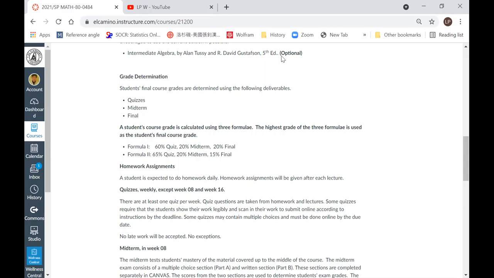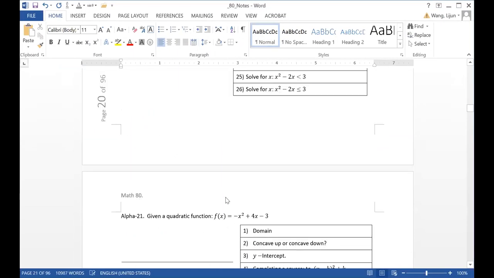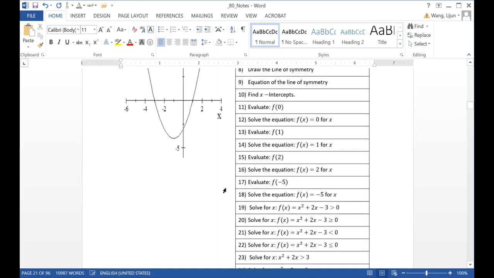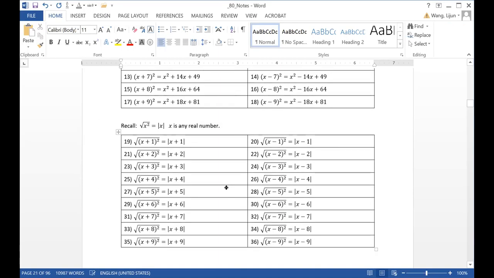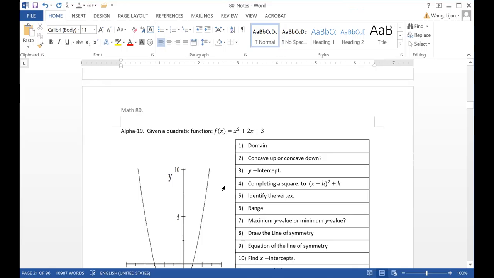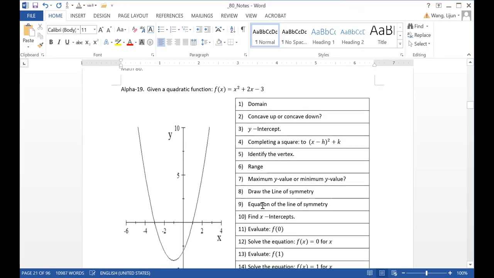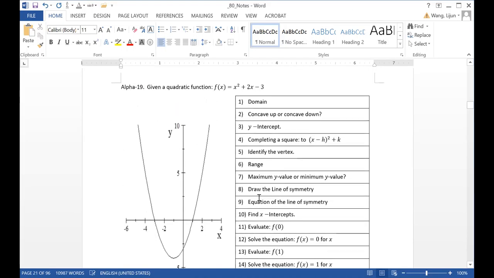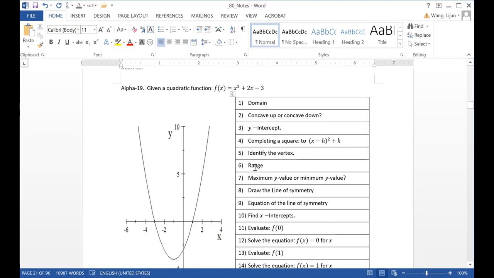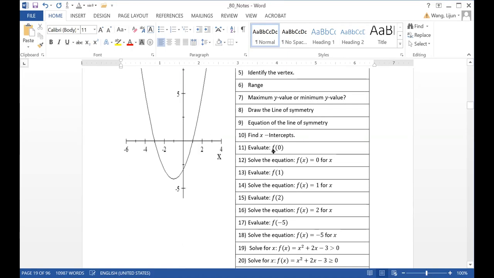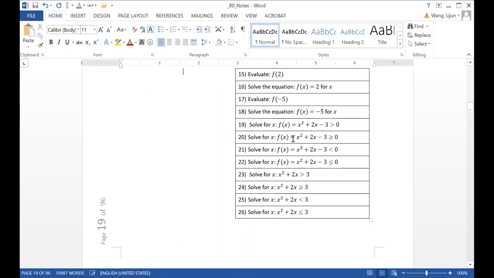Right, so let's go back to this piece. This is the alpha, the quadratic thing we talked about, from alpha 19. In this question, we addressed intercepts, vertical cut, horizontal cut, inequalities. Above x axis, below x axis, that's what they're all about.